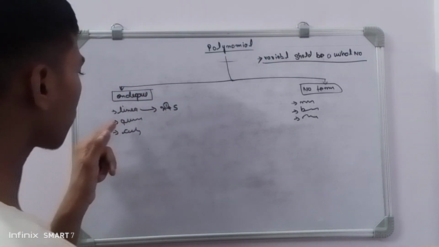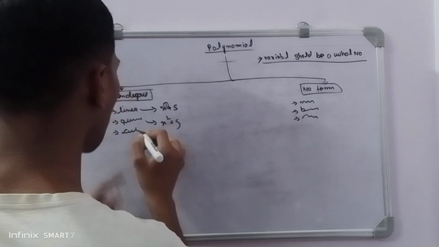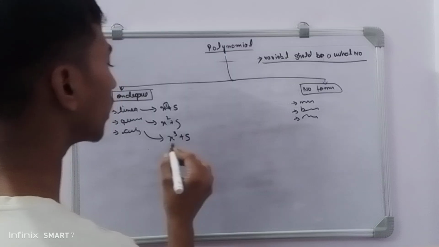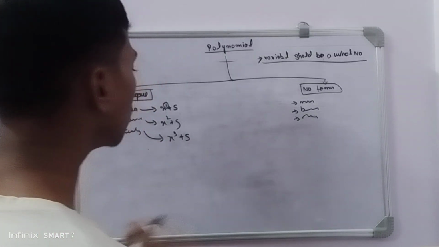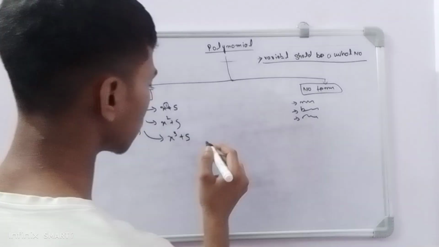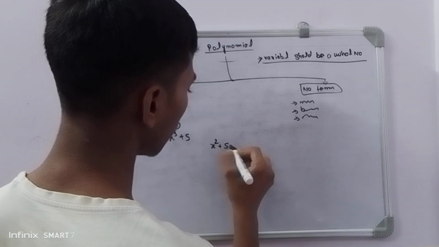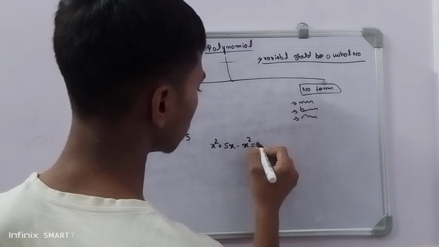And if the highest power of the variable is 2, it is called quadratic. And if the highest power of the variable is 3, then it is called cubic. So I think you understand the meaning of quadratic, cubic, and so on. Now let's suppose I am giving you a question: x square plus 5x minus x square is equal to 0.